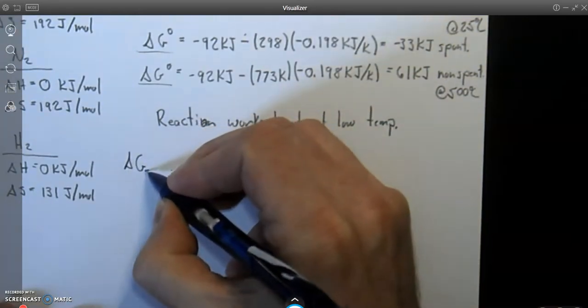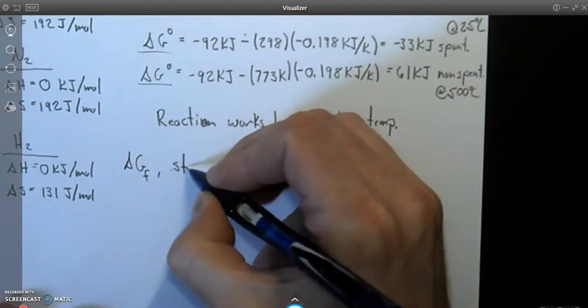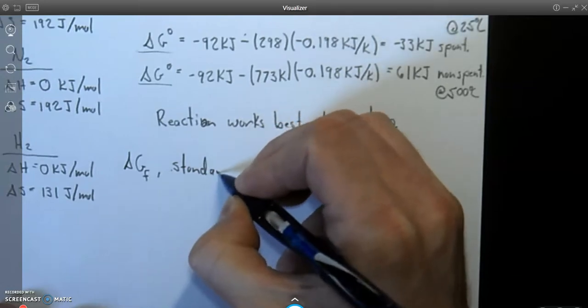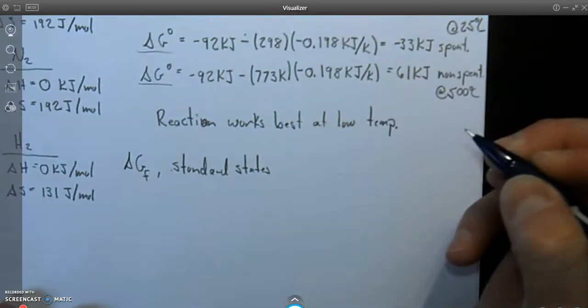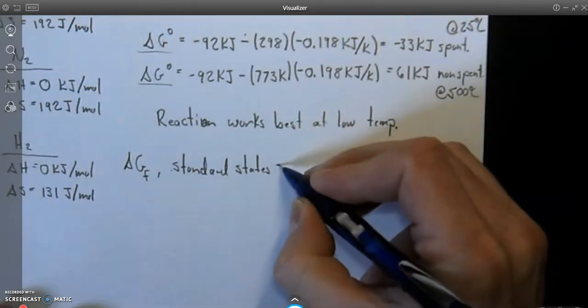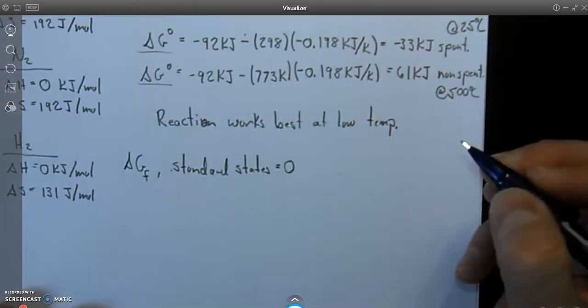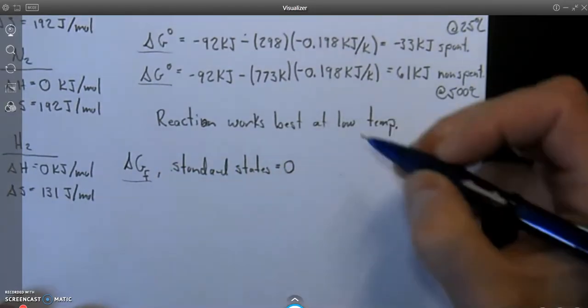Delta G F, and we'll figure this out here in a second. We're looking at standard states. If something is in its standard state, just like delta H, the value for delta G is going to be 0. So how spontaneous is it making hydrogen from hydrogen? Well, it's not, it just is. So the delta G F is referring to the spontaneity to make something from itself. So those values are always going to be 0.